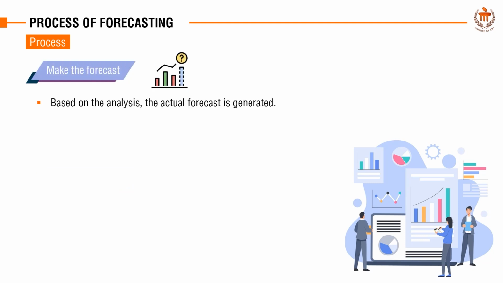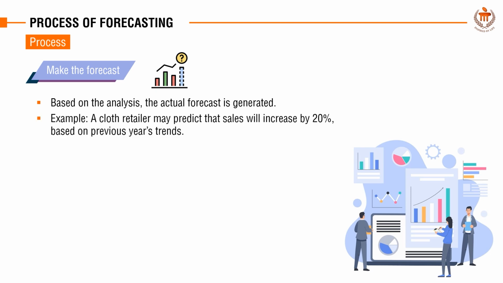Make the forecast. Based on the analysis, the actual forecast is generated, providing estimates for the future. This can involve projecting sales figures, inventory levels, or other critical metrics. For example, a clothing retailer may forecast that sales will increase by 20% in the upcoming spring season based on analysis of previous year's trends.